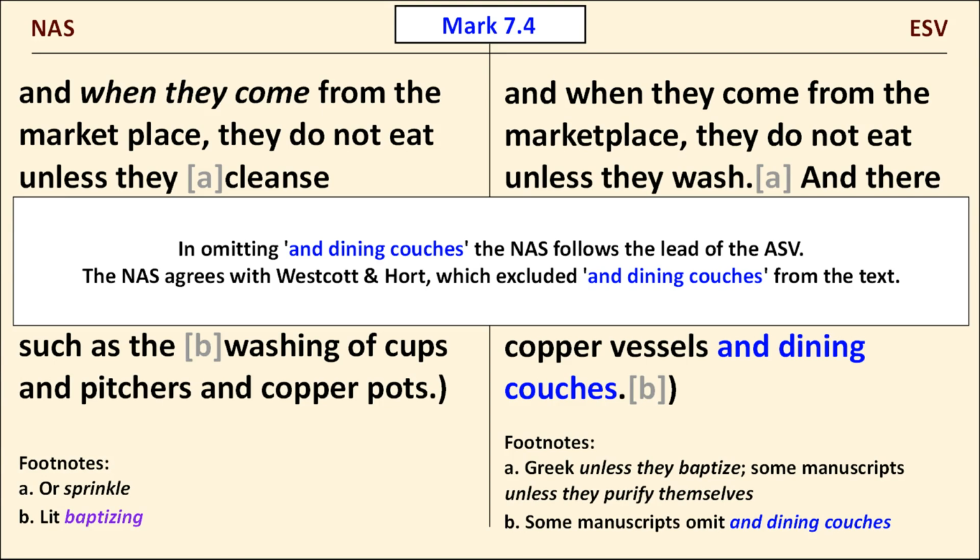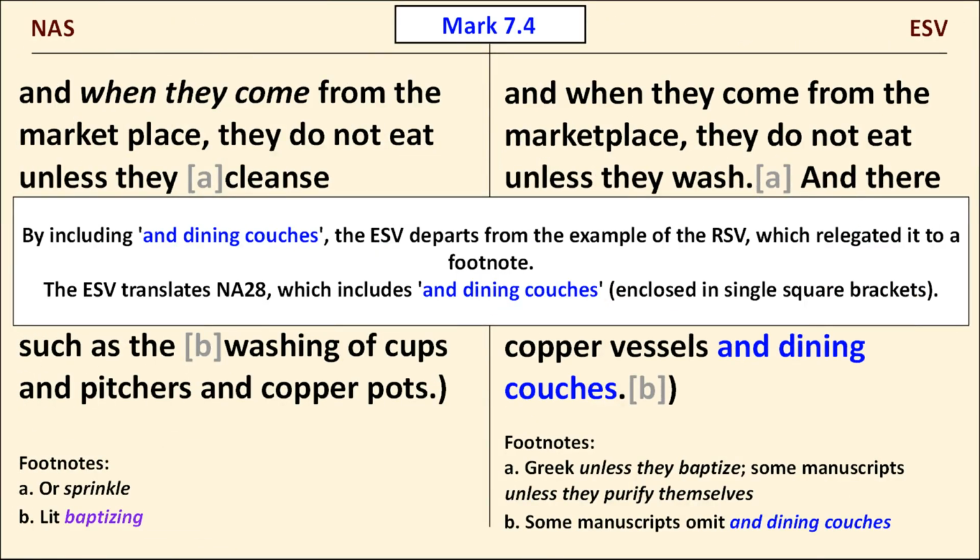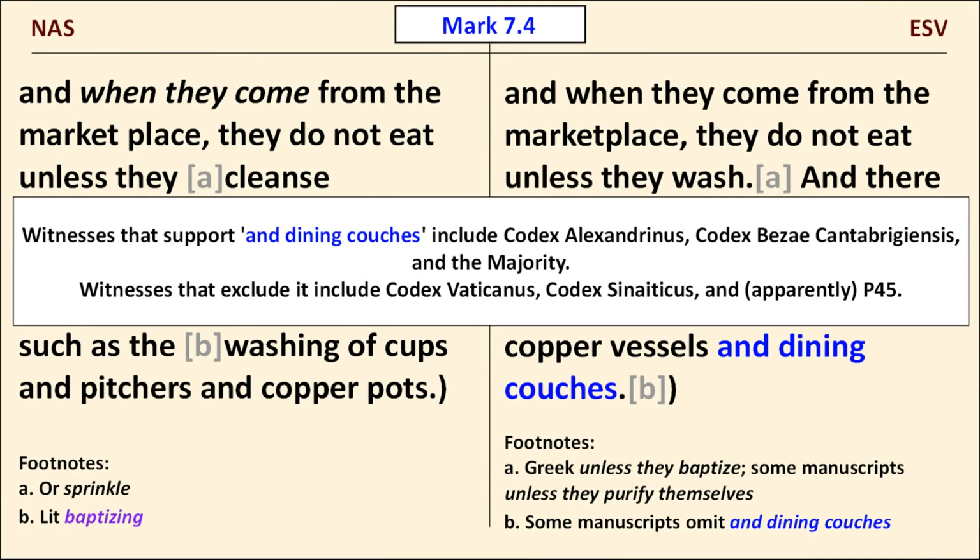Interestingly, by omitting "and dining couches," the NAS agrees with Westcott and Hort's 19th century Greek New Testament, and it disagrees with NA 28. The ESV includes "and dining couches." In doing so, it disagrees with its predecessor, the RSV, which relegated it to a footnote. The ESV translates the NA 28 in this passage. For those interested, I mention here some of the manuscripts that weigh in on this issue.